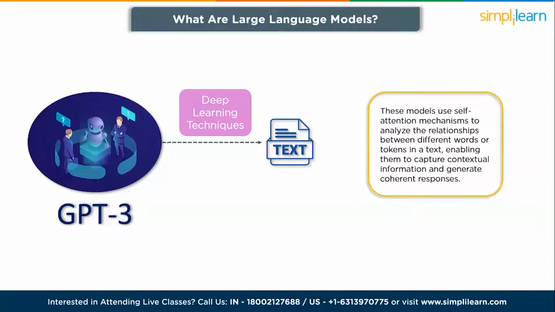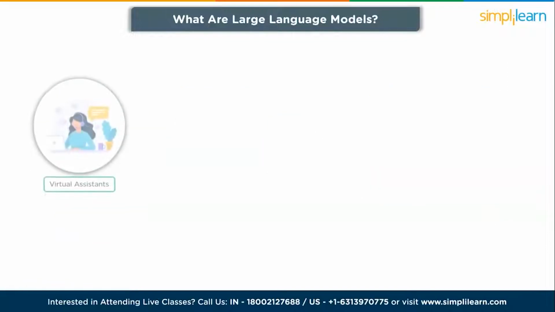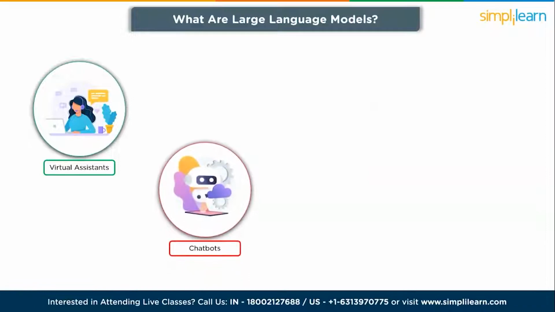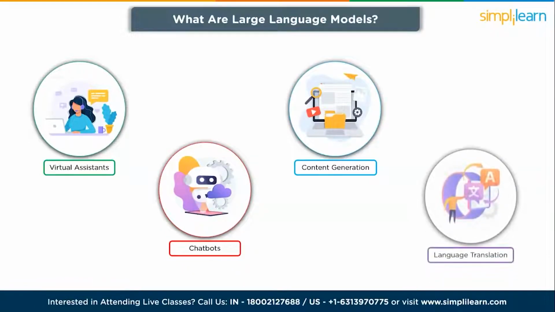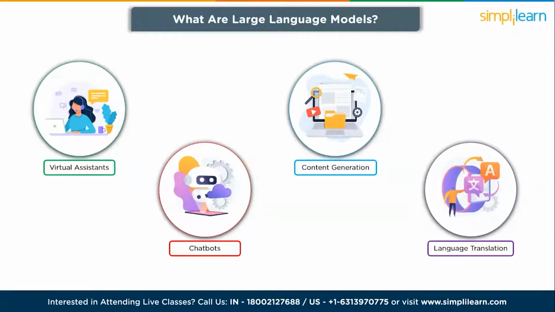These models have significant implications for a wide range of applications, including virtual assistants, chatbots, content generation, language translation, and aiding in research and decision-making processes. Their ability to generate coherent and contextually appropriate text has led to advancement in natural language understanding and human-computer interaction.